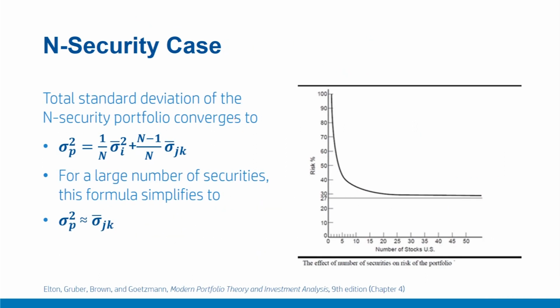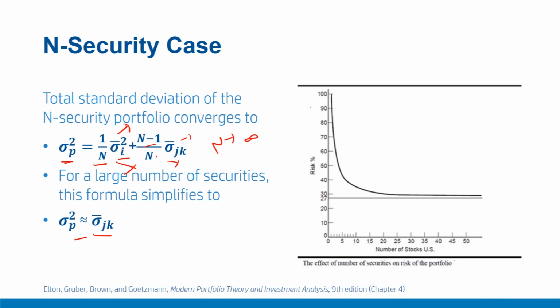So what happens to the overall risk of the portfolio, that is summation of variance terms plus covariance terms, when we have a large number of securities? Look at this overall total standard deviation of the security portfolio. It converges to sigma p square equal to 1 upon n times sigma i bar square, which is the average variance, plus n minus 1 upon n times sigma jk bar, which is the average covariance. Now please note, for a very large number of securities, that is n increasing to a very large number, this term will approach 0 or a very small value, and this n minus 1 upon n will approach unity, and therefore we can say that sigma p square will simplify or approach this value sigma jk bar.